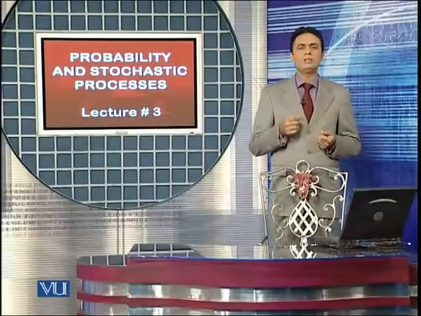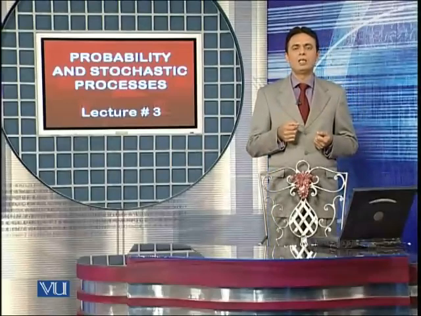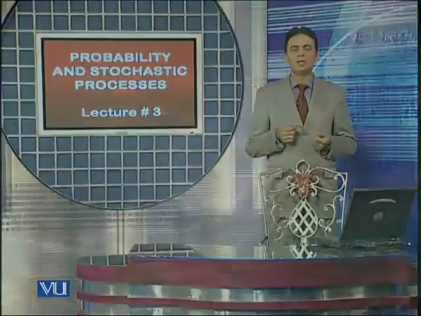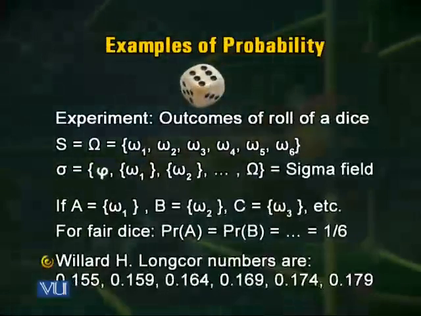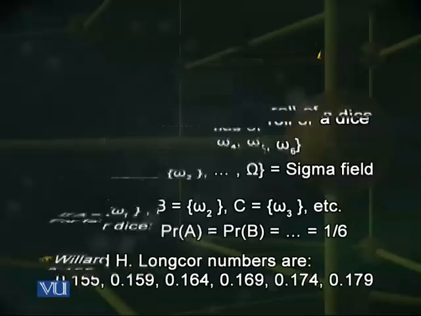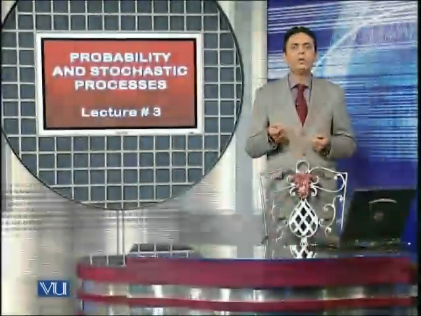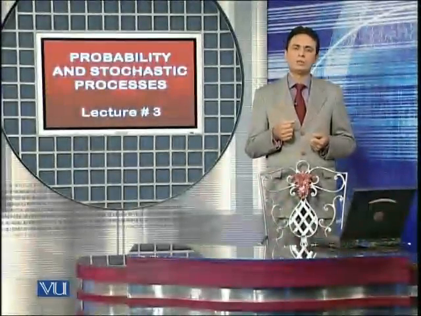There was an interesting experiment conducted in 1960 by an American named Willard H. Longcor, where he took an ordinary dice and rolled it 1 million times.